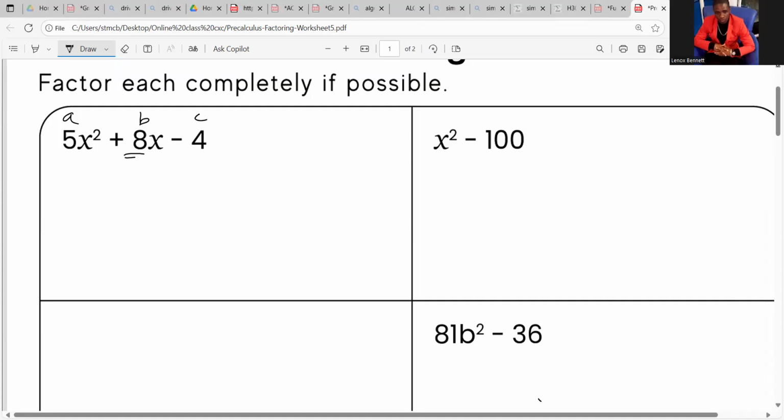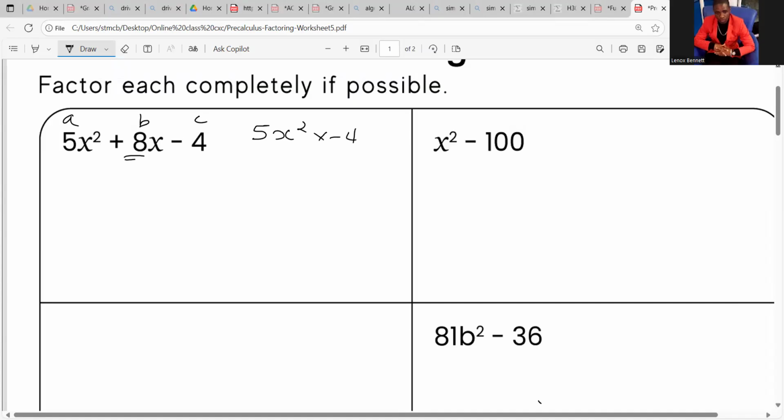So let's multiply 5x² times minus 4. That will equal minus 20x². So what we need to do is list the factors of 20. 1 times 20, 2 times 10, 4 times 5, right? So which of these pairs can give you 8x when you manipulate them? Clearly, we can see that it's 2x and 10x.